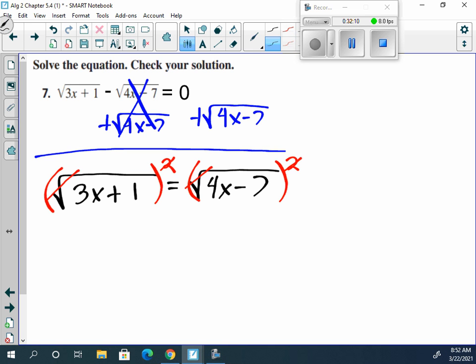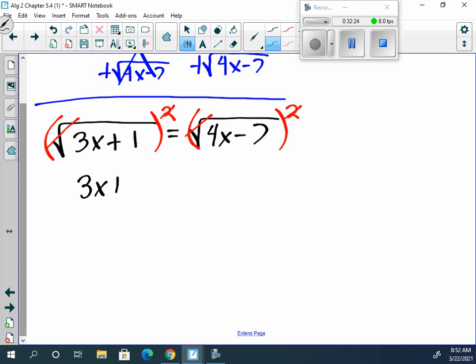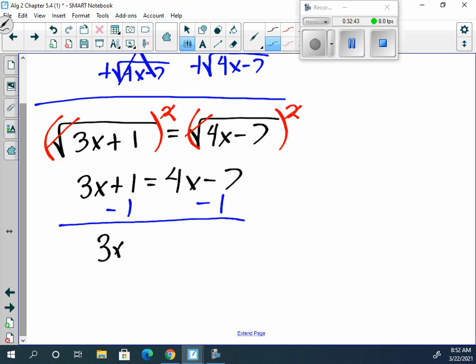And again, this works this way. We can just mark them out because we only have one term on either side. We just have that square root on either side. There's nothing added or subtracted outside. So what that leaves us with is 3x plus 1 is equal to 4x minus 7. So what can we do next? Minus the 1, yes. And if we minus 1 from both sides, we get 3x is equal to 4x minus 8.